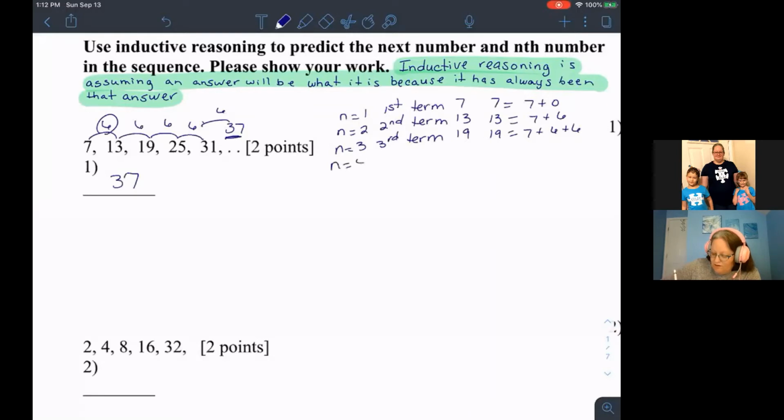In the fourth term is 25. So 25 is equal to 7 plus 6 plus 6 plus 6. So we do have our pattern started, so we don't have to keep going. To find the nth term, we take our starting number, which is 7, and it's adding, so we do 7 plus our common difference, the 6, times n, the term, minus 1.